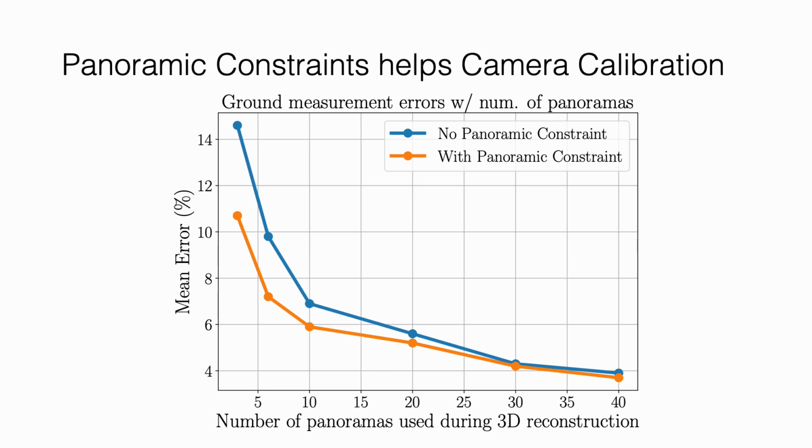We also show quantitatively that by enforcing this constraint, we can significantly improve camera calibration accuracy, especially when the number of images being used for reconstruction is limited. This can be crucial when dealing with the limited number of Google Street View images at a location or when computational efficiency is a priority.